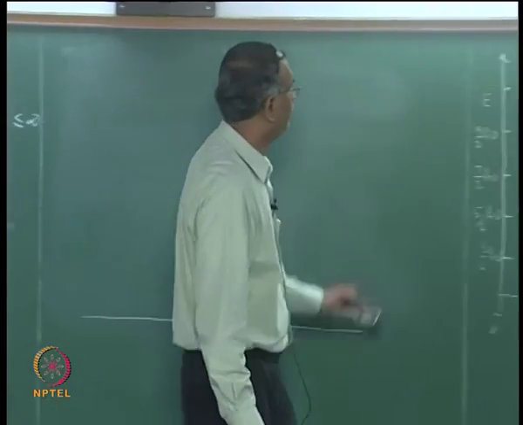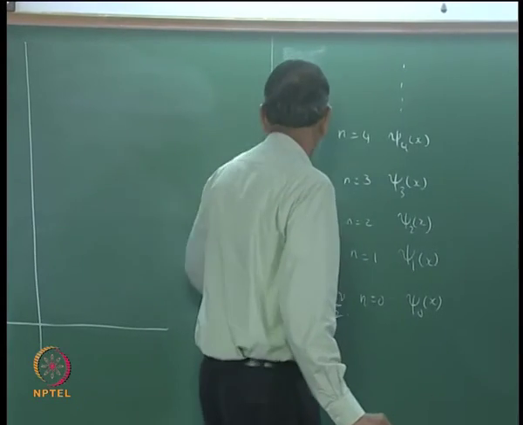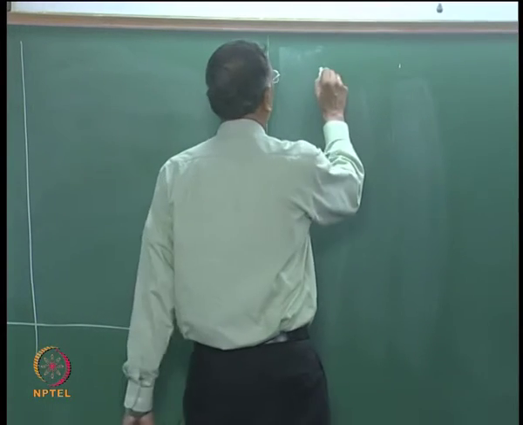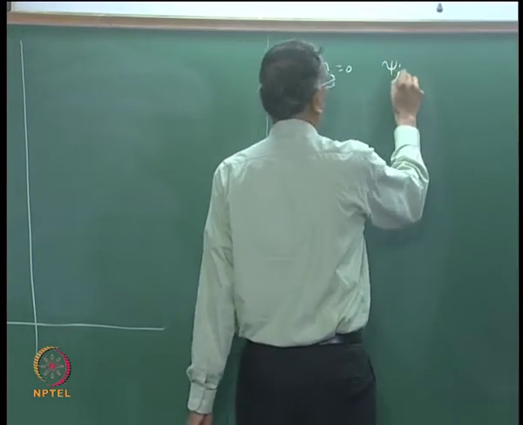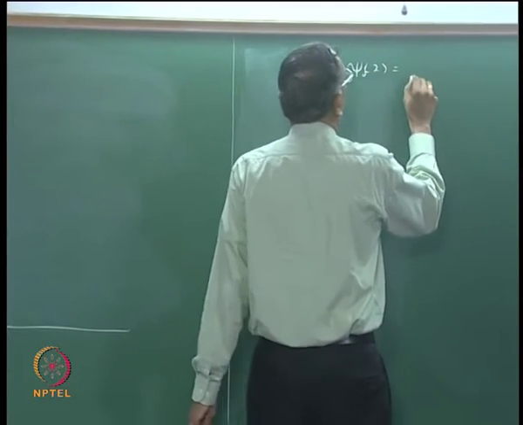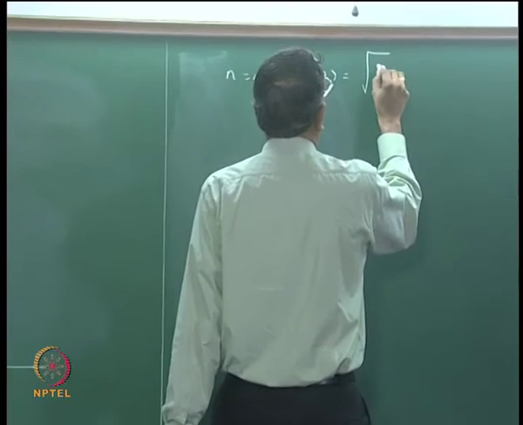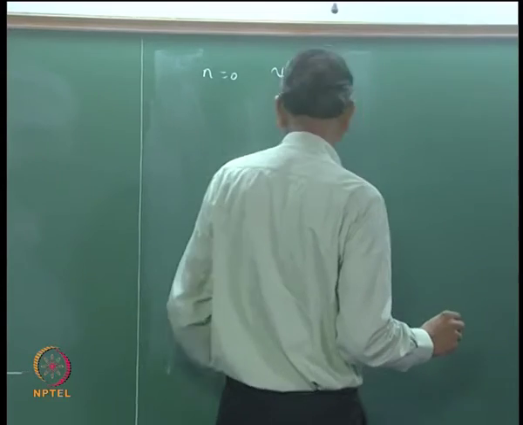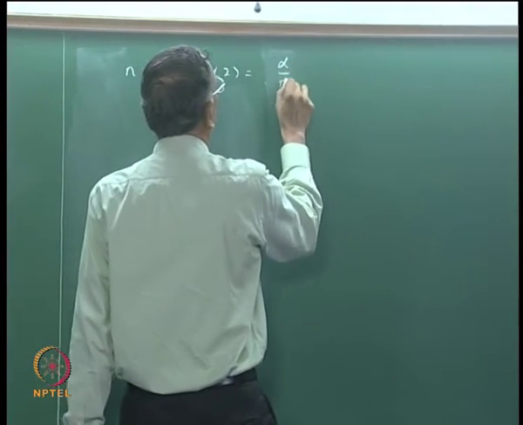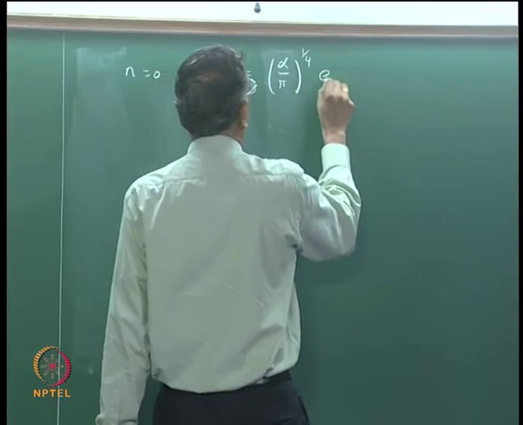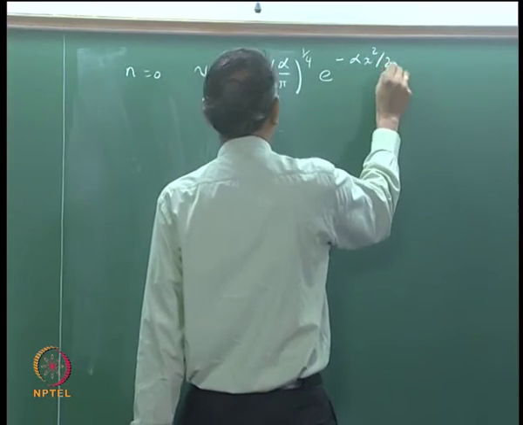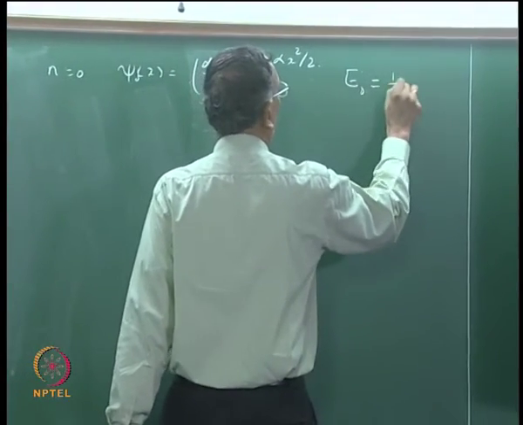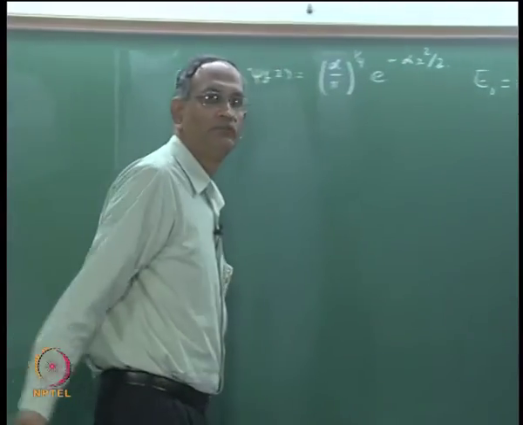Let us take the first wave function, the 0 quantum number wave function corresponding to n equal to 0. psi 0 of x is, I believe, alpha by pi to the 1 by 4, e to the minus alpha x square by 2, and E 0 is half h nu.